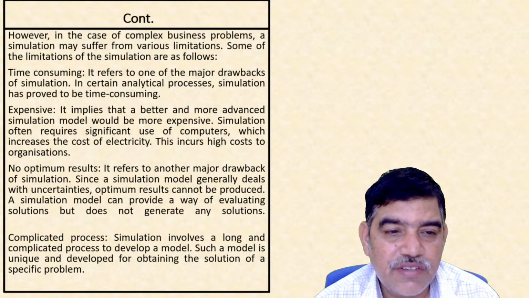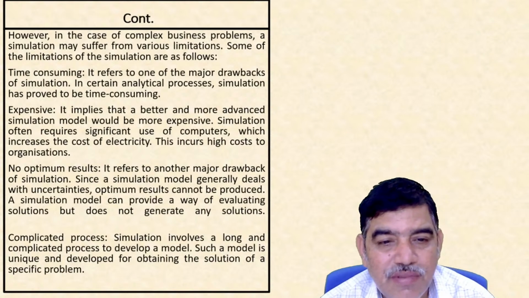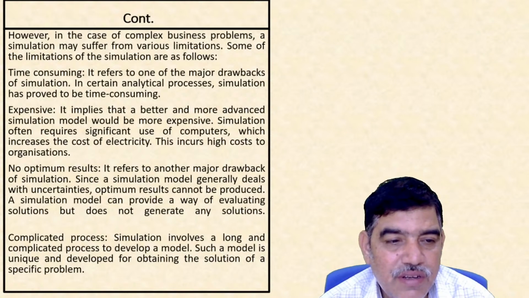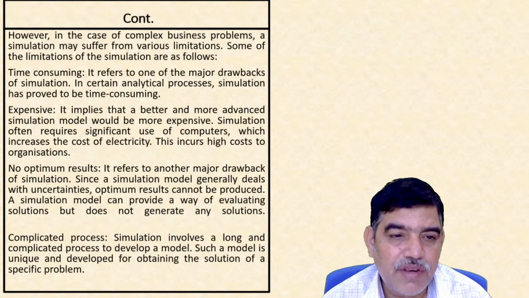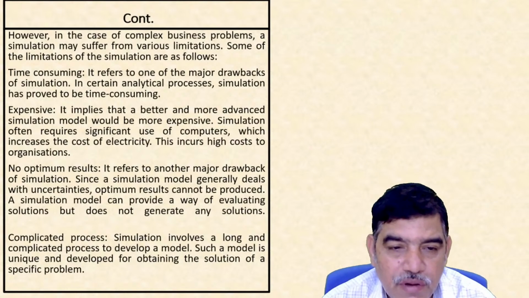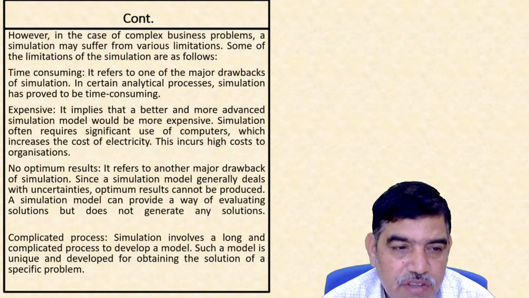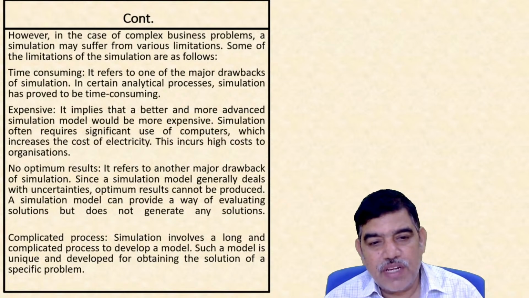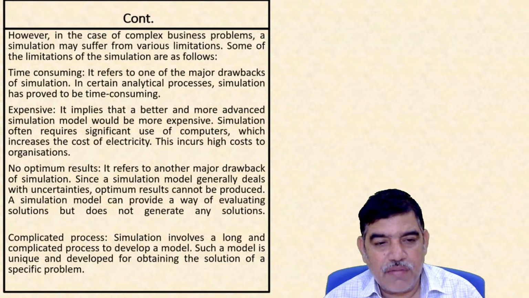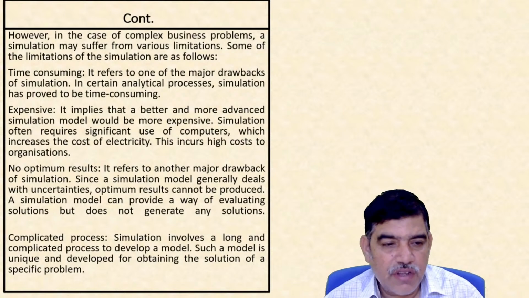No optimum results. It refers to another major drawback of simulation. Since a simulation model generally deals with uncertainties, optimum results cannot be produced. A simulation model can provide a way of evaluating solutions but does not generate any solutions. Complicated process. Simulation involves a long and complicated process to develop a model. Such a model is unique and developed for obtaining the solution of a specific problem.